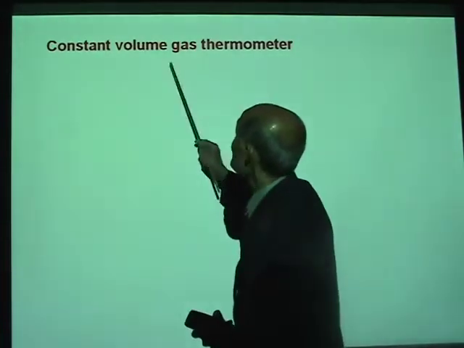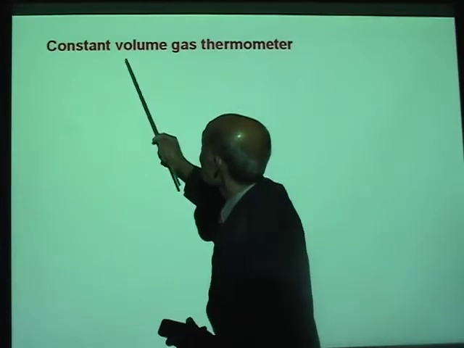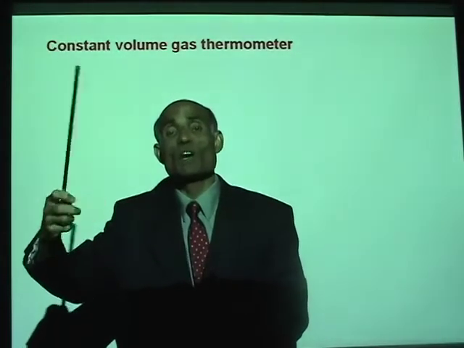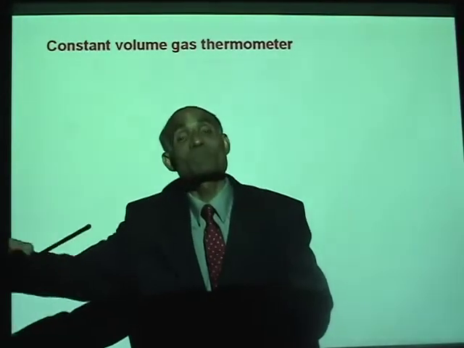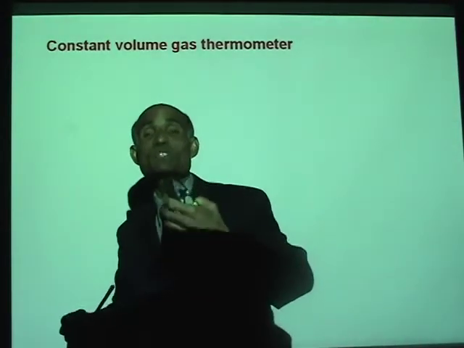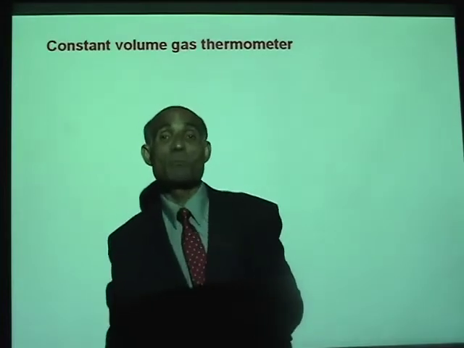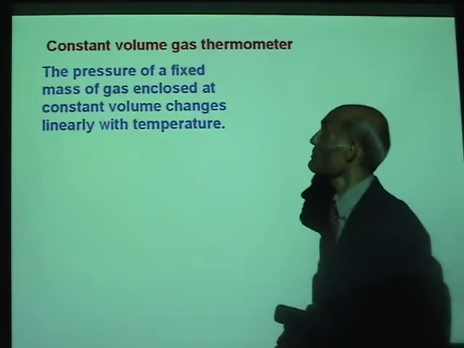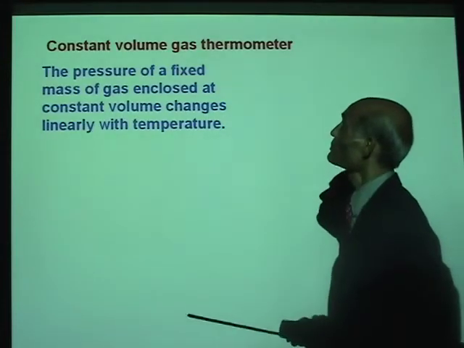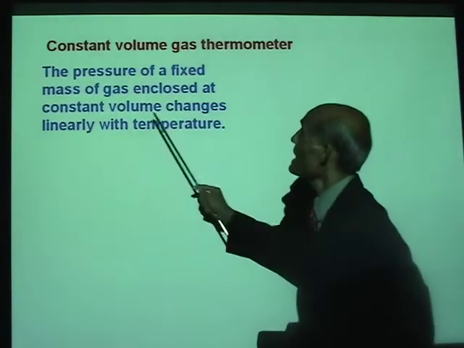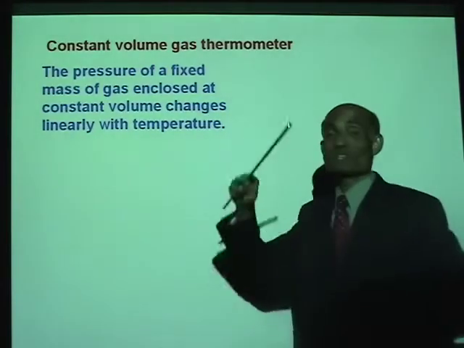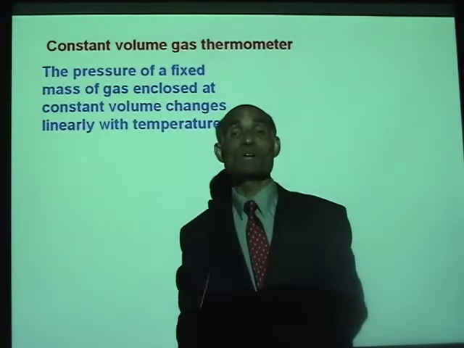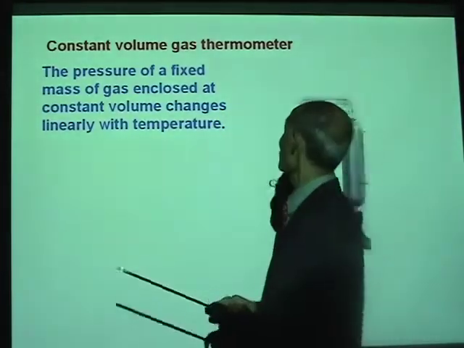So we keep a certain amount of gas at a constant volume, and then the increase in pressure will be proportional to the temperature. So the increase in pressure then can be used to measure temperature. So the pressure of a fixed mass of gas enclosed at a constant volume changes linearly with temperature. That means the change in pressure at constant volume is a good measure of the temperature.